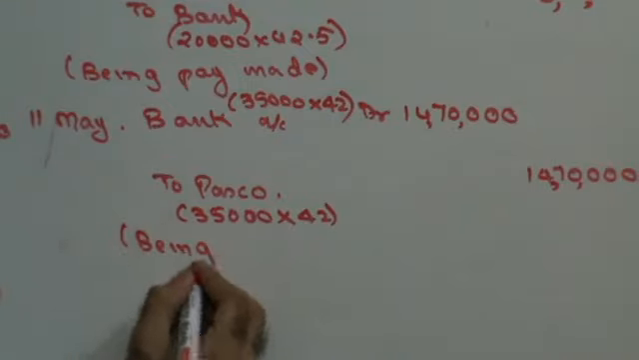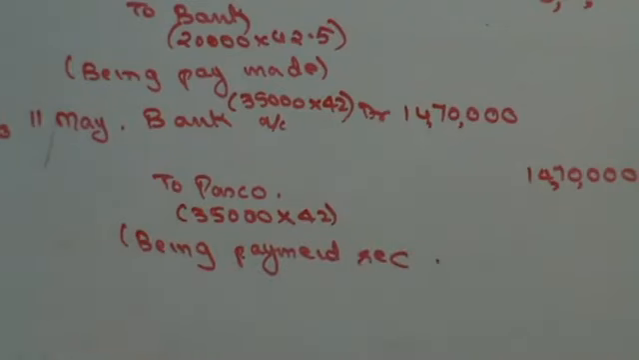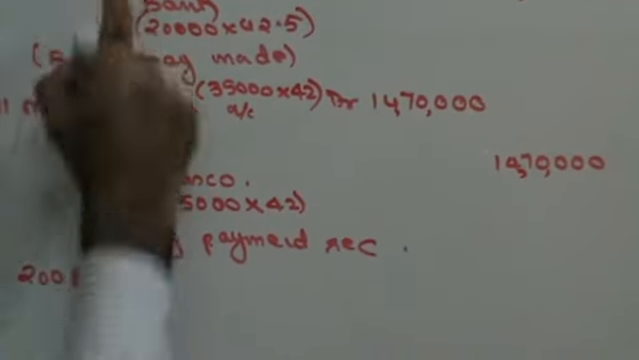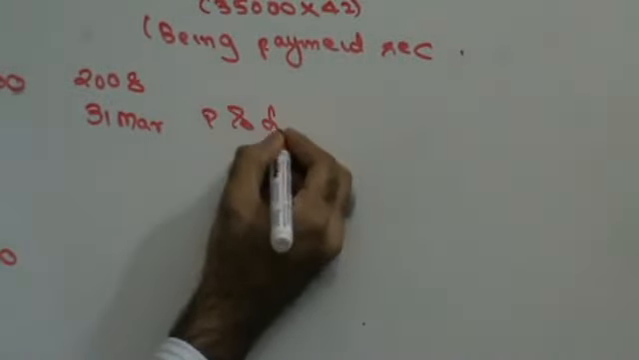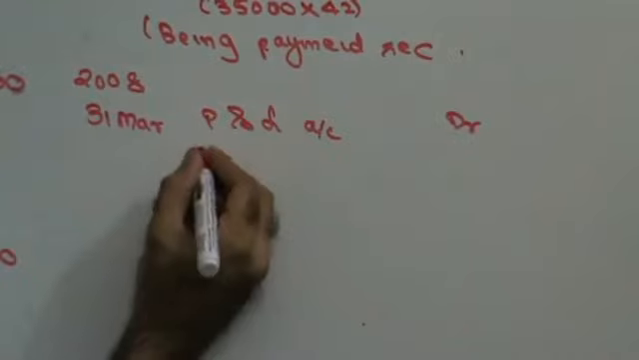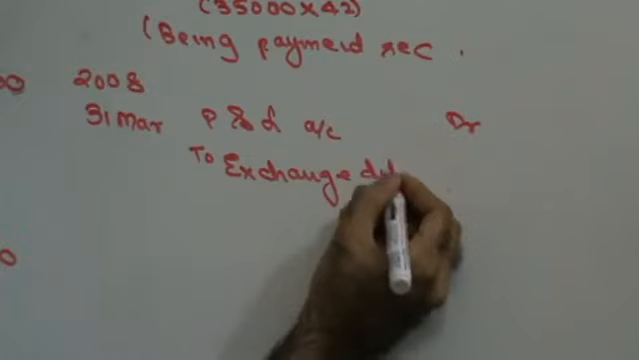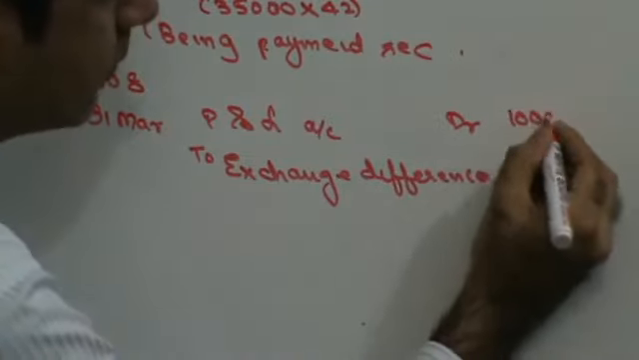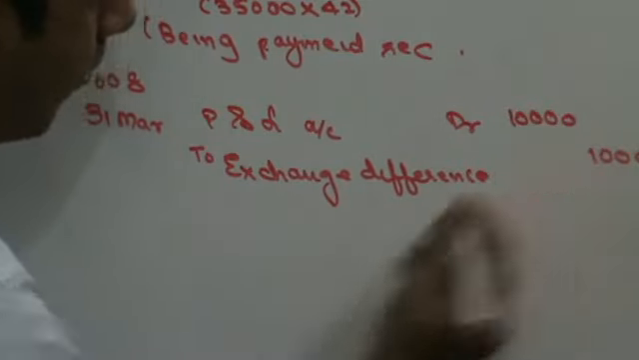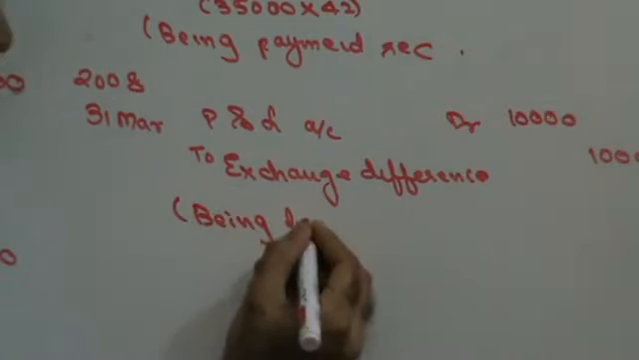Being payment received. Right? Now transfer the current year's profit or loss to P&L. You made a loss of 10,000. Transfer that to P&L on 31st March. So that will be P&L account debit to exchange difference. Amount is 10,000, being loss transferred.